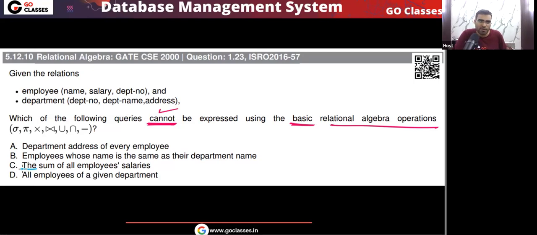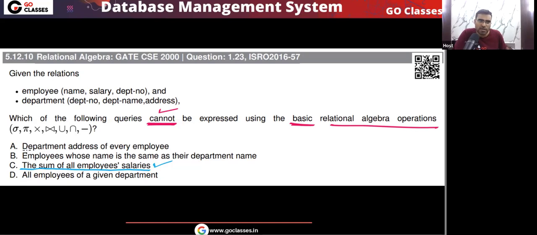Very simple. The answer will be option C, the sum of all employees' salary. This you cannot express because we cannot do summation in the relational algebra. Yes or no? In the basic relational algebra, we cannot do aggregation. We cannot find summation, average, minimum, maximum. Is this clear? Please tell me. So, very simple: aggregate operators are not there in the basic relational algebra. So finally, here the answer will be option C.